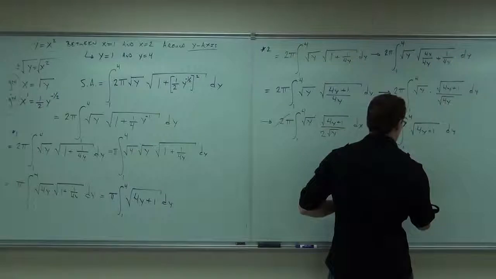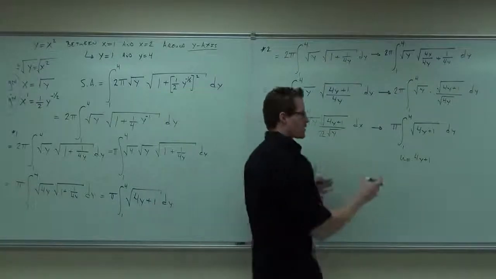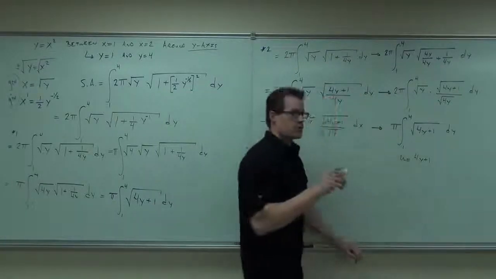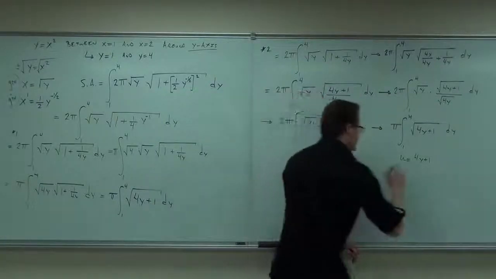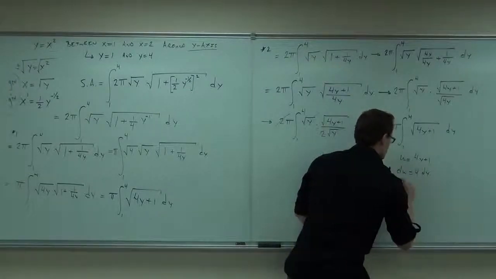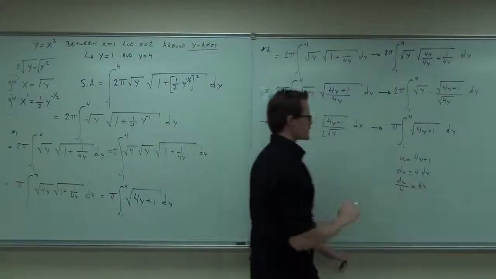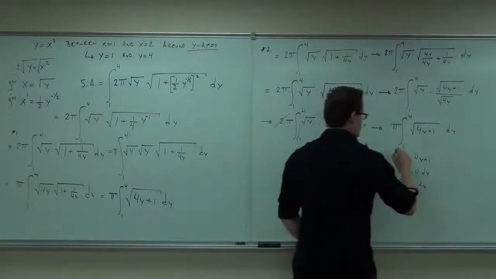So let's do that here. u equals 4y plus 1. You generally pick the thing that's inside your problem, and right now our problem is a square root. Don't forget that you do need a substitution though. You absolutely must. du equals 4 dy. du over 4 equals dy. What else do you want to do right now? Let's do that.